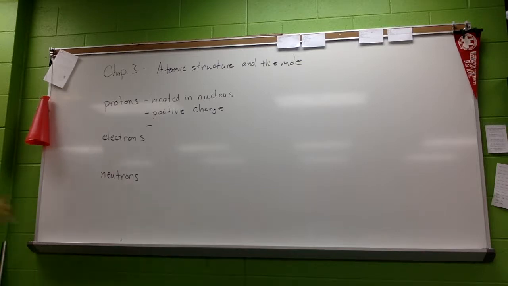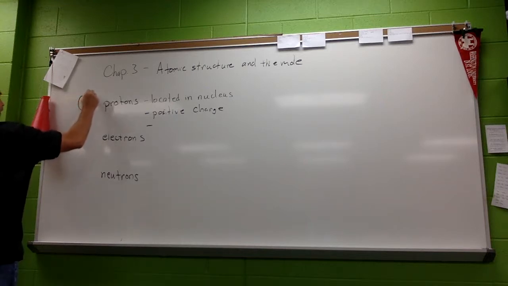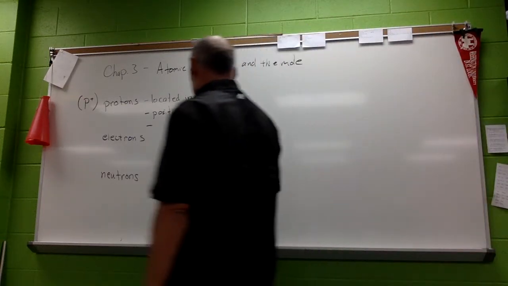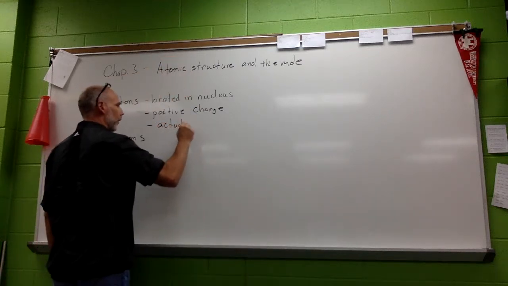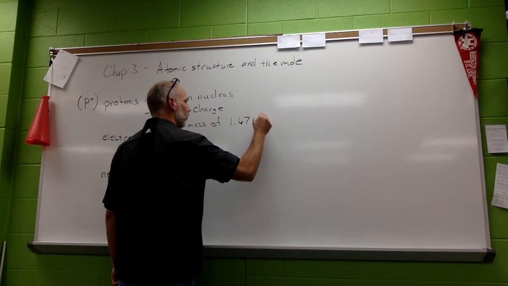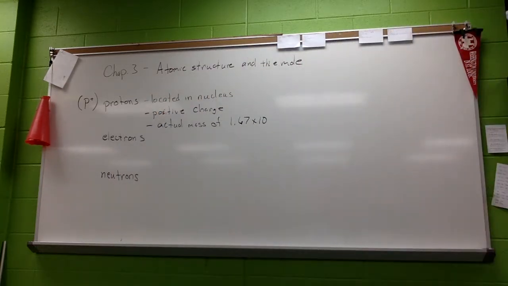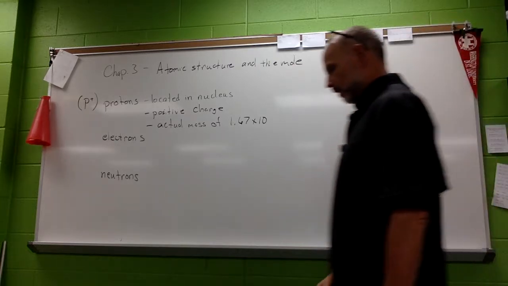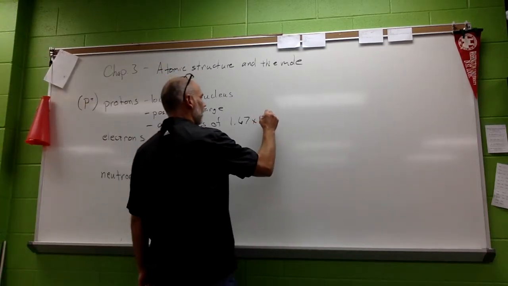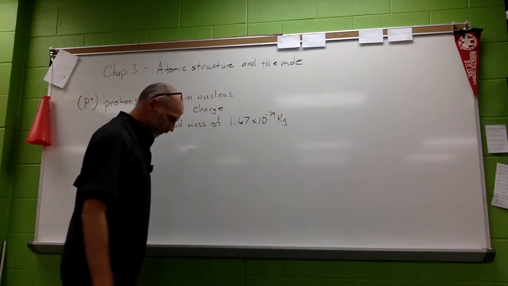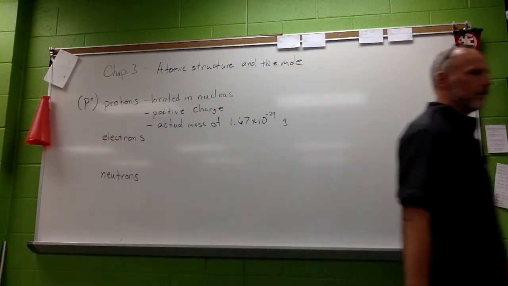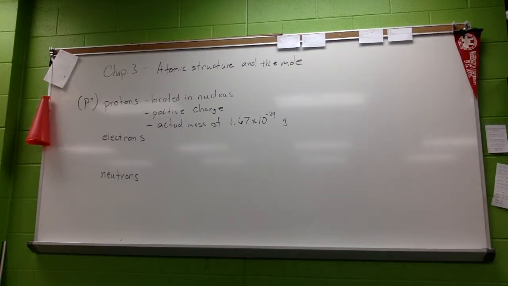First of all, I want to show you the symbol we're going to use for representing a proton. It's going to be a capital P with a plus sign as a superscript. It has an actual mass of 1.67 times 10 to the negative 24th grams. I lied, grams. Sorry about that.